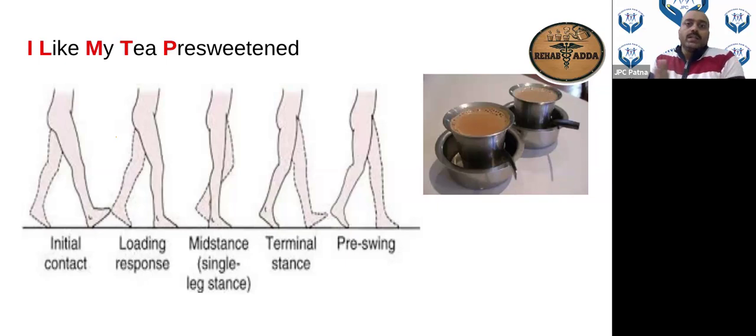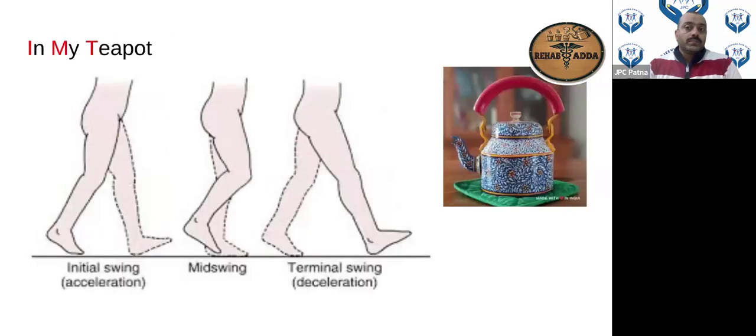So I like my tea pre-sweetened. Okay, it is a common tea that is served. No one is going to ask you how many spoons of sugar you need, although unless the shopkeeper is quite obvious and he is himself diabetic, he will come and ask you whether you need sugar or not. Now it should be in my teapot.